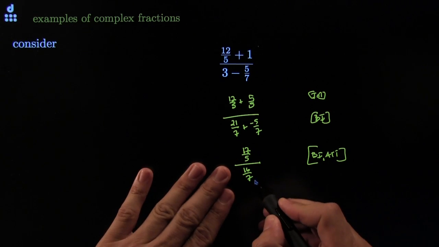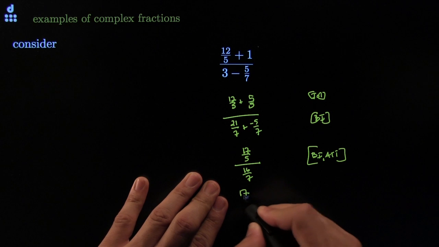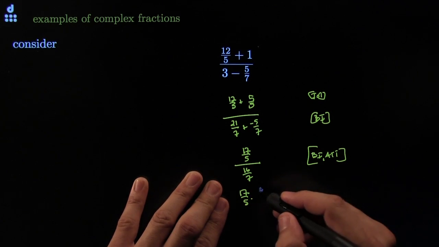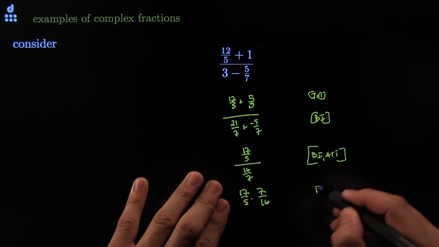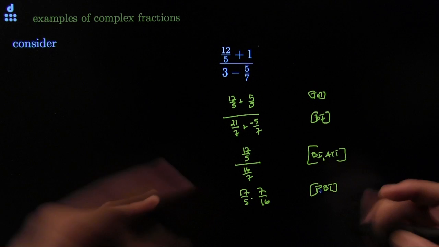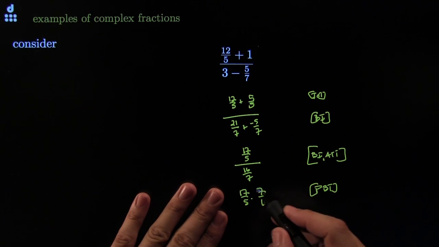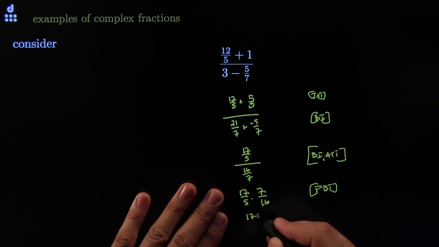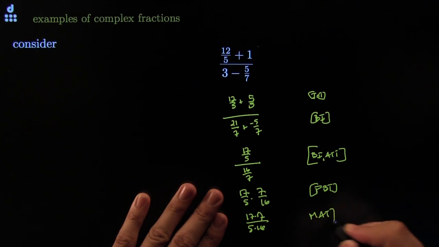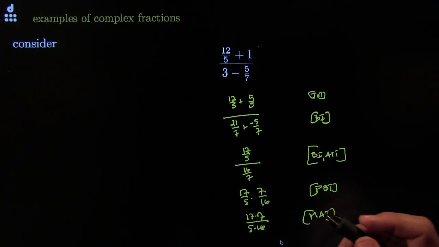And now I can use the flip the bottoms theorem. So it would be 17 over 5 times 7 over 16 by flip the bottoms theorem. And now I just multiply across. So this will give me 17 times 7 all over 5 times 16 by multiply across theorem. And I'll let you finish that using the times table.